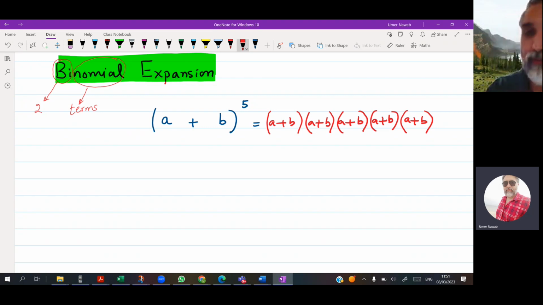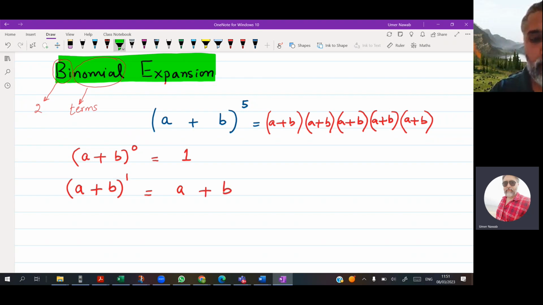Right? So let's start with (a + b) raised to the power 0. Anything to the power 0 is always equal to 1, which is very simple. (a + b) raised to the power 1: any number which has a power 1, you get the same number, a + b. So you need to keep an eye on this. If you have power 1, how many terms do you get? 2 terms.